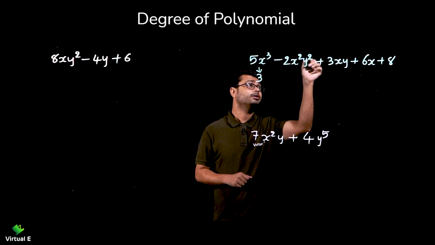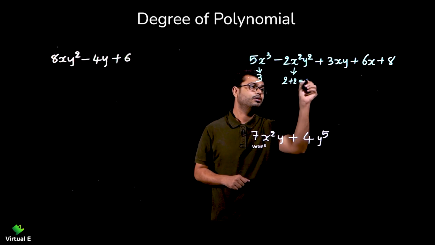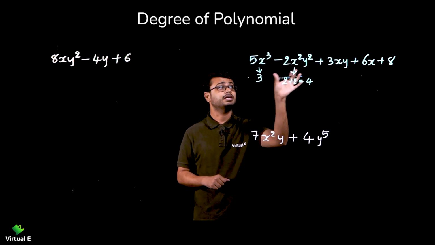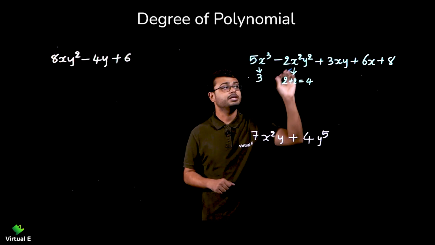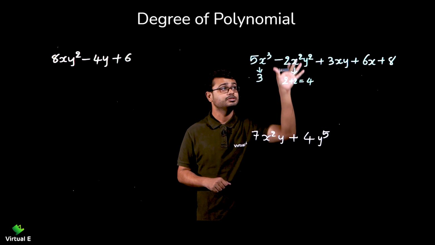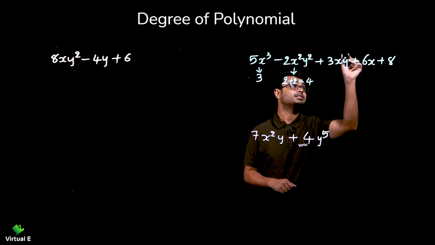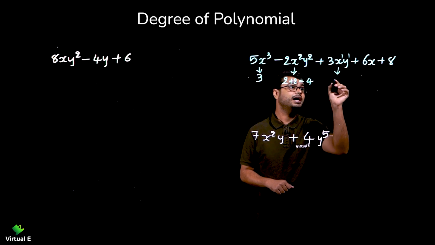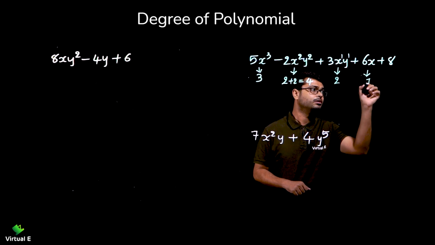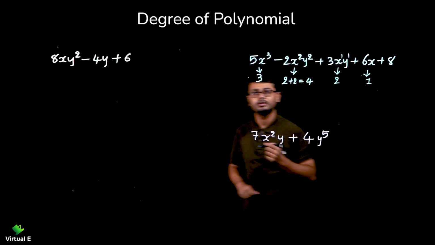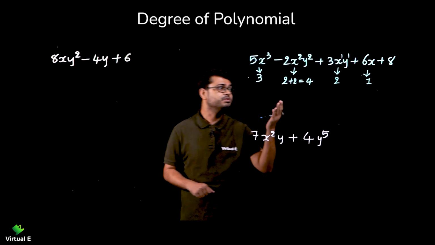See, 2 and 2, that will combine and make 4. Always remember, whenever there is more than one variable, you are supposed to add the powers. It doesn't matter whether it is x or y, just add the powers. So 4 here. Here 1 for the x, 1 for the y. So if we add, we are going to get 2. Here x raised to 1 and here 0 will be there. So 3, 4, 2 and 1. So which is bigger?